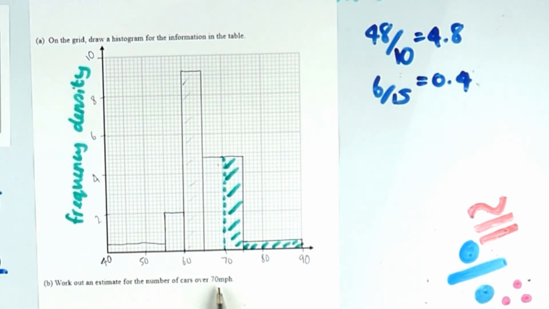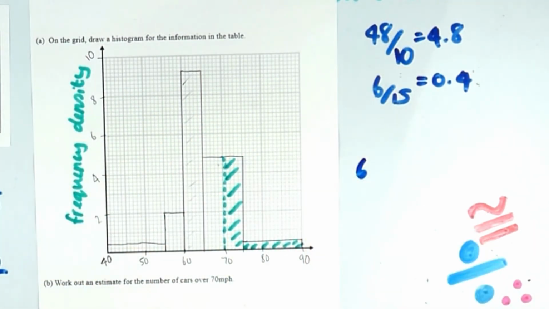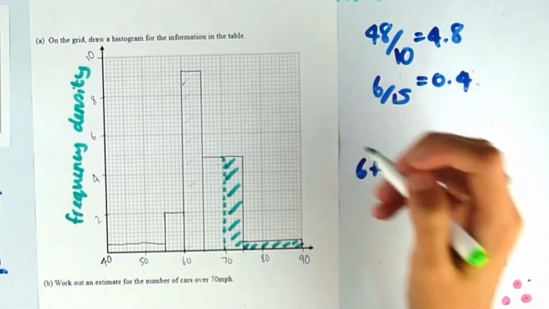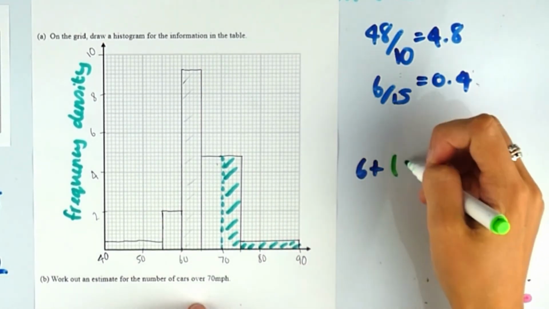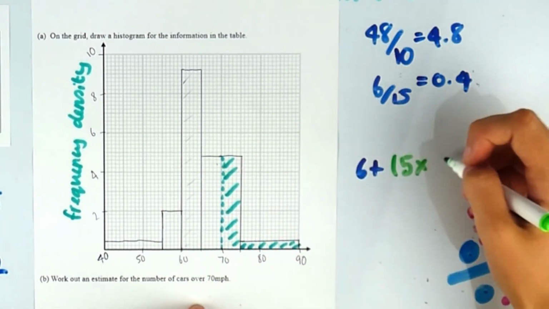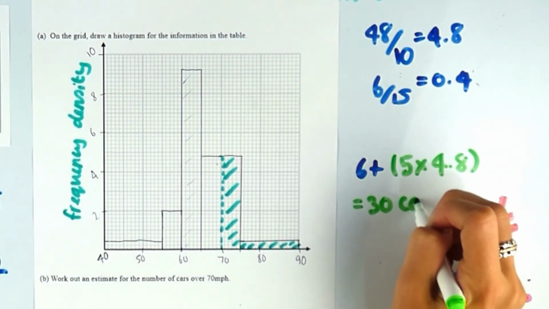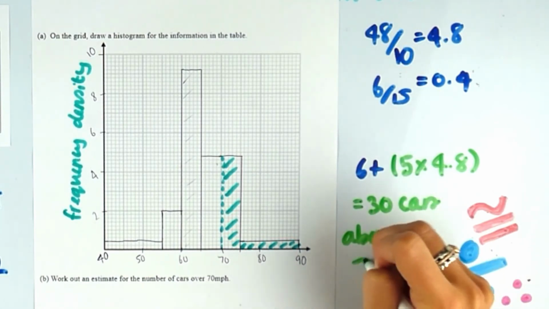So an estimate for the number of cars over 70 miles per hour, we need the frequency over 70. So we have this area here, which we know is the frequency of 75 to 90, so that is 6, plus the area of this bit here, which is going from 70 to 75, so that has width 5 and height going up to 4.8. If we add those two together, we'll get the area of that, and that should give us the correct answer. So our estimate is that there are 30 cars going above 70 miles per hour.